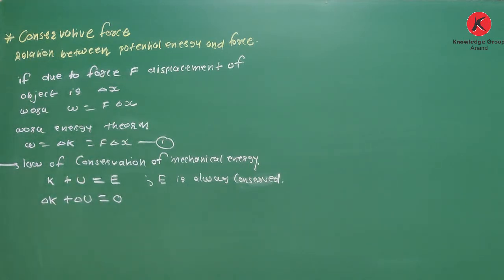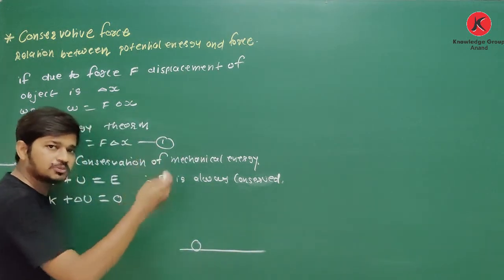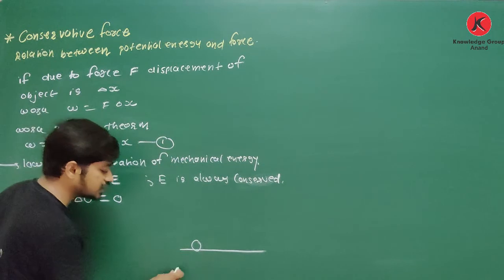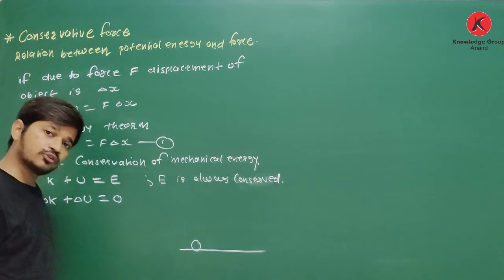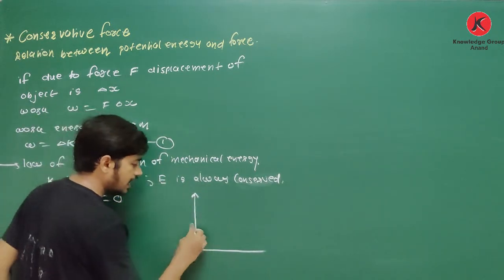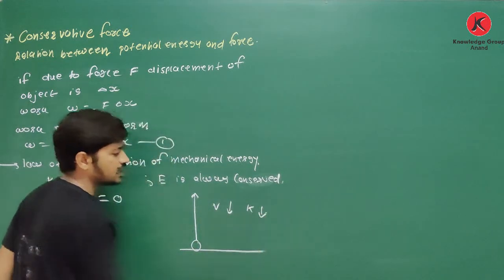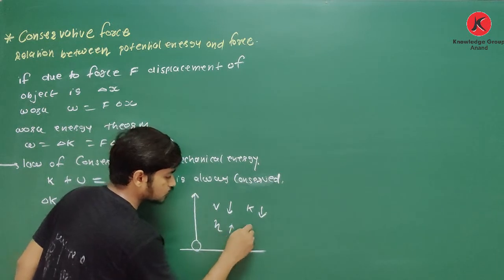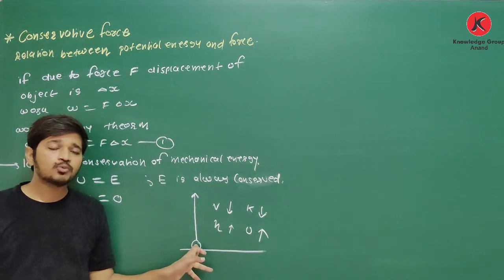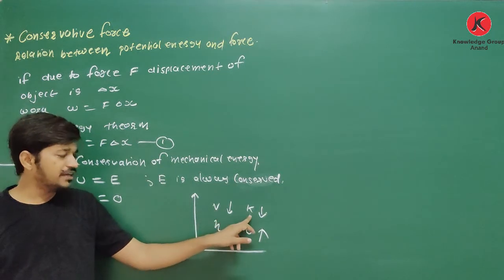What happens if from the ground I throw some object in the upward direction? Throw means initial speed is more, so kinetic energy is also more. Yes or no? As this block moves in the upward direction, velocity decreases, so kinetic energy decreases. But height increases, so potential energy increases. Its speed decreases, so kinetic energy decreases.